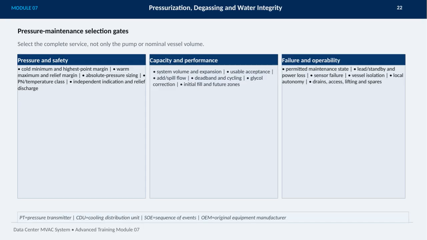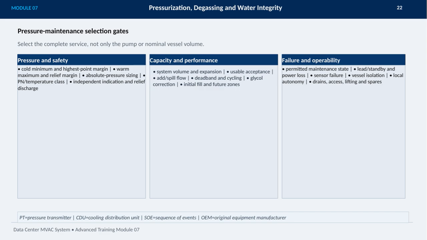On this slide, we focus on the critical decision points for pressure maintenance systems in Data Center MVAC setups. The key takeaway here is to select the complete service rather than just the pump or the nominal vessel volume. This means considering the entire system's needs holistically. Under pressure and safety, we must account for cold minimum and highest point margins, warm maximum and relief margins, absolute pressure sizing, the correct pressure and temperature class, and ensure independent indication and relief discharge for safety.